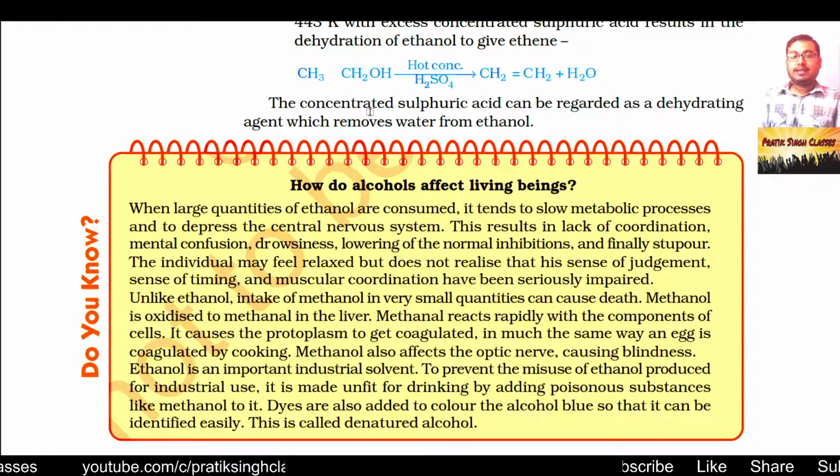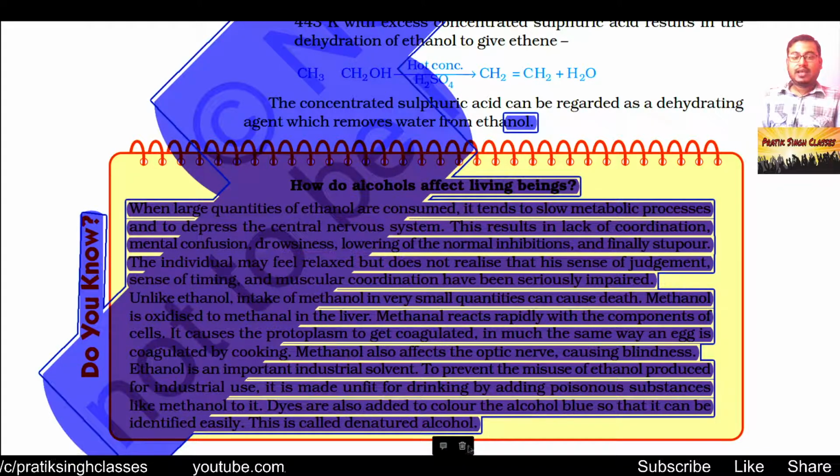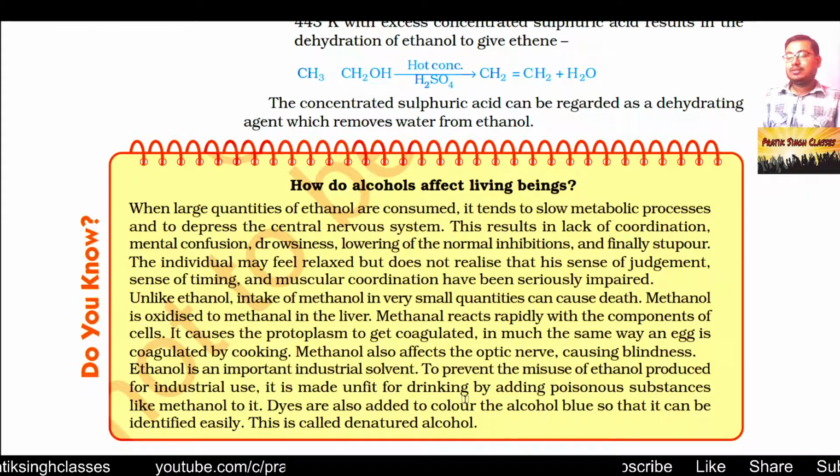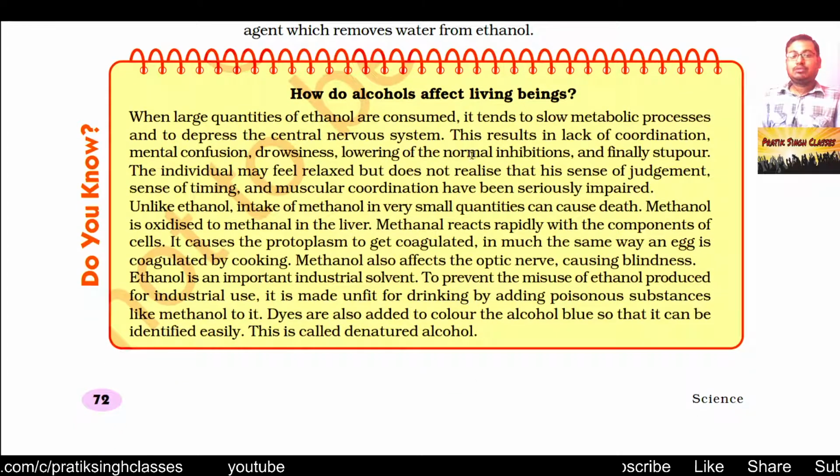The concentrated sulfuric acid can be regarded as a dehydrating agent which removes water from ethanol. So always remember that saturated hydrocarbons can be converted into unsaturated hydrocarbons when they are treated with concentrated sulfuric acid or any acid at high temperature. Now, how do alcohols affect living beings?